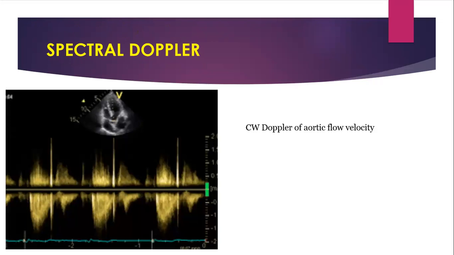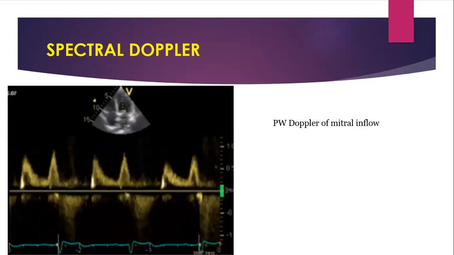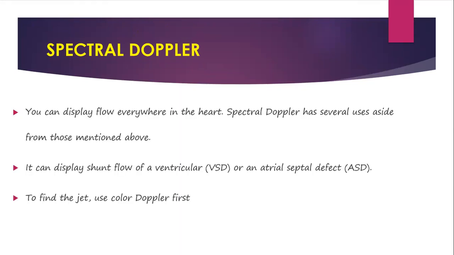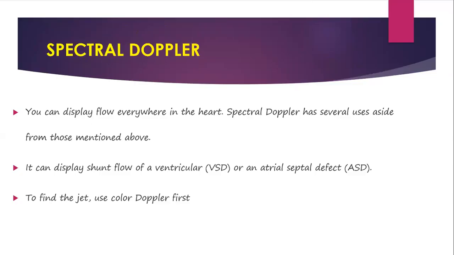So this is the continuous wave Doppler of aortic valve flow. That is how the aortic Doppler flow looks. The pulsed wave Doppler of a mitral valve, that is how it looks. You can display flow everywhere in the heart. Spectral Doppler has several uses besides those mentioned above. It can display flow of a ventricular septal defect or an atrial septal defect. To find the jet, it is also good to use color Doppler first.